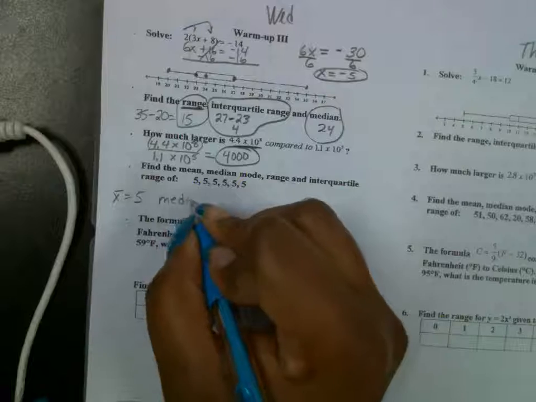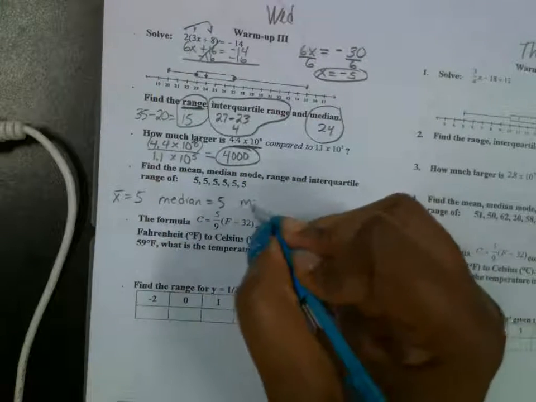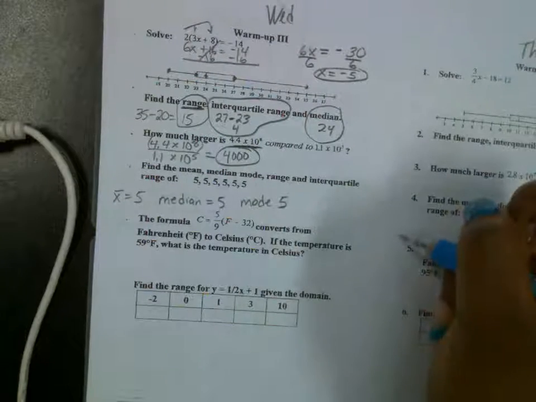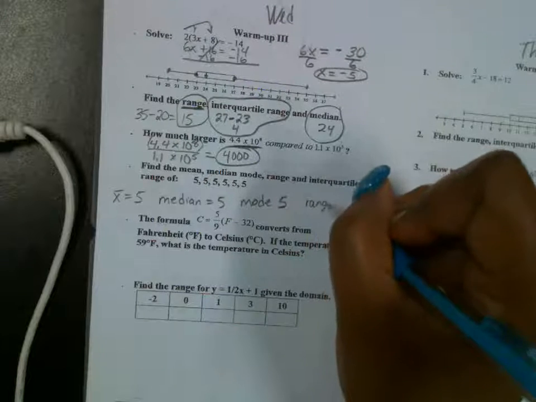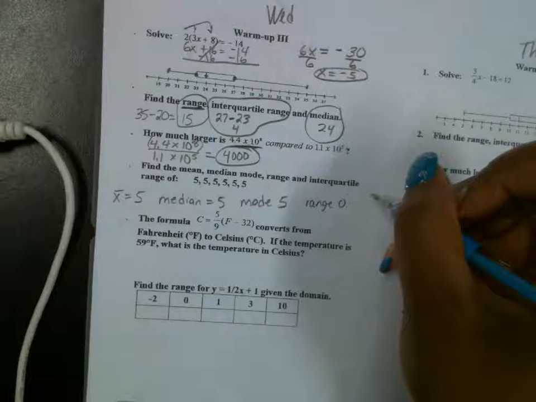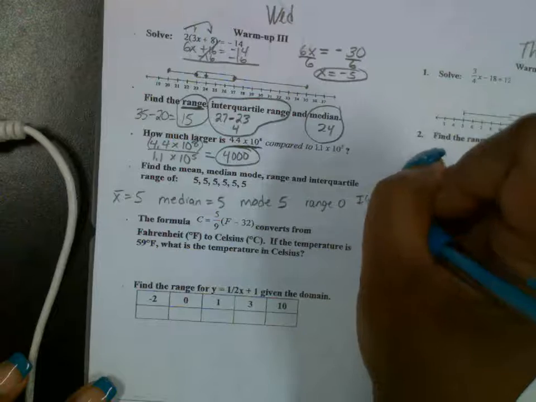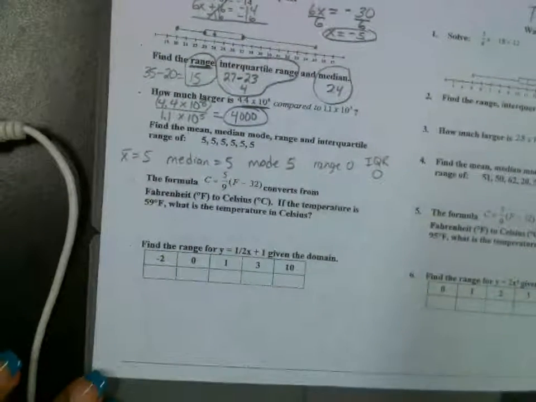What's the median? The middle number? 5. What's the mode? 5. What's the range? 0. What's the interquartile range? 0. 0 is the interquartile range. IQR is the abbreviation for interquartile range. Any questions about that?